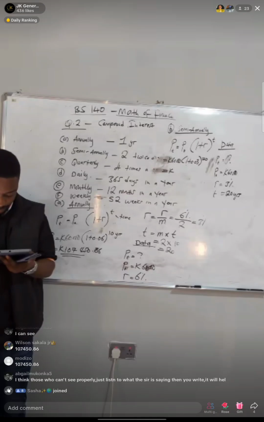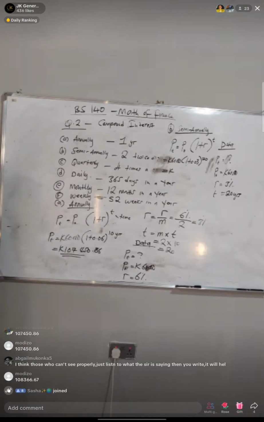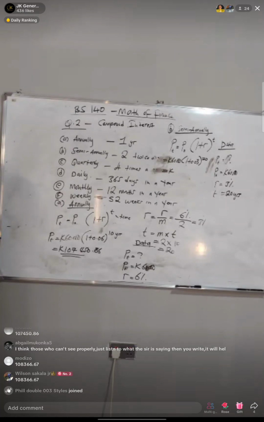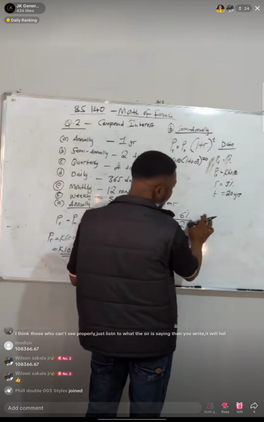Those that can't see properly, just listen to what I'm saying, then you can write. It will help. Yes, thank you so much. If you can't see, at least you can hear what I'm saying. So Montizo is saying 108,366.67. Kindly confirm, and ensure that you guys also repunch.